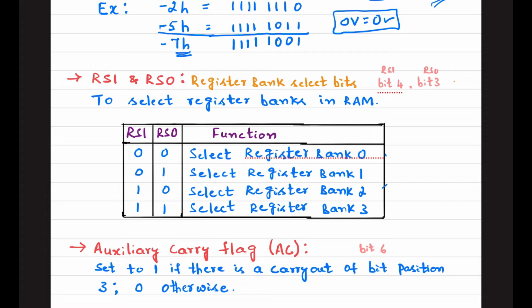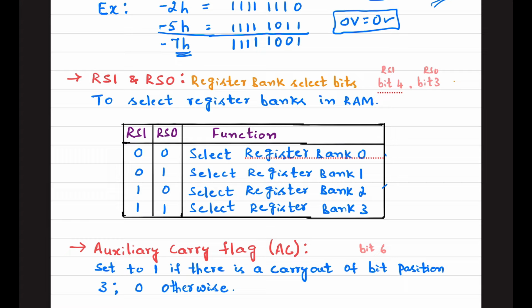And remember, in all the register banks the representation is R0 to R7 only. Based on the values of RS1 and RS0, it identifies which register bank is being addressed. If RS1 and RS0 are 00, then register bank 0 is selected. If it is 01, then bank 1 is selected. If it is 10, then bank 2 is selected. If it is 11, then bank 3 is selected.